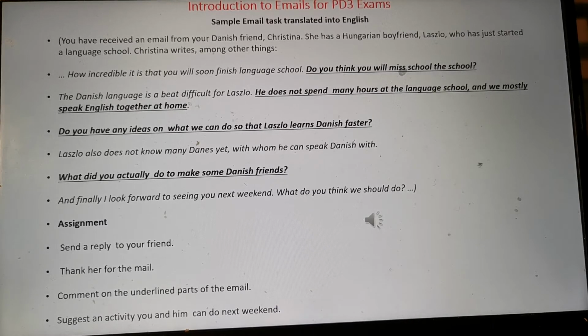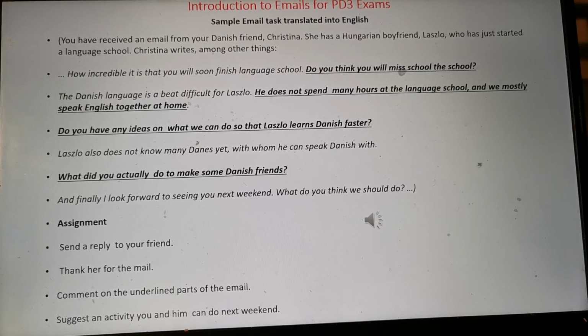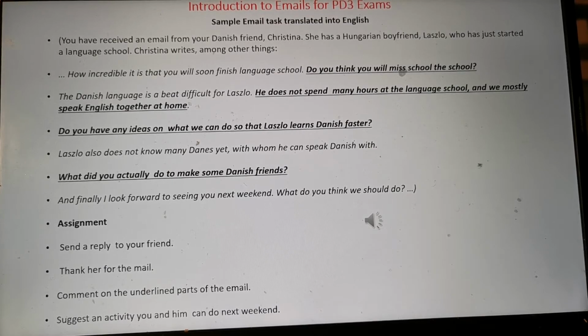Assignment. Send a reply to your friend. Thank her for the mail. Comment on the underlined parts of the email. Suggest an activity you and him can do next weekend.